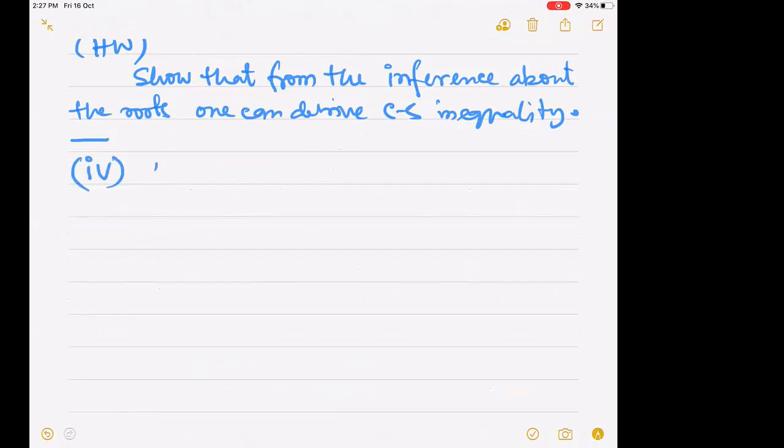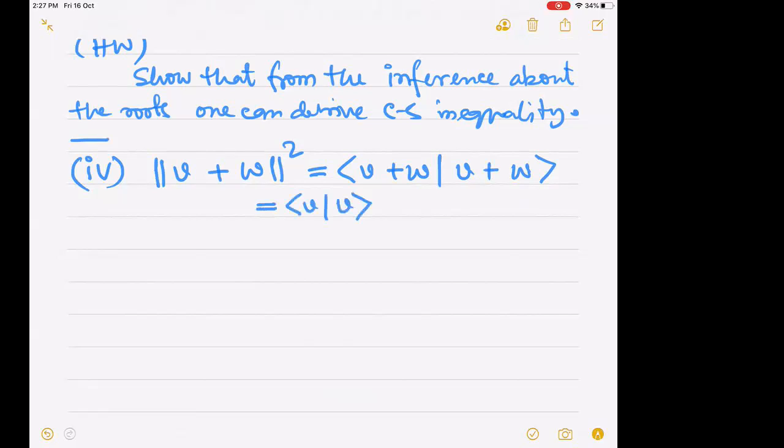So we have V and W. So let us look at the norm of V plus W, whole squared. This is, by definition, the inner product of V plus W with V plus W. If I expand this out, what do I get?